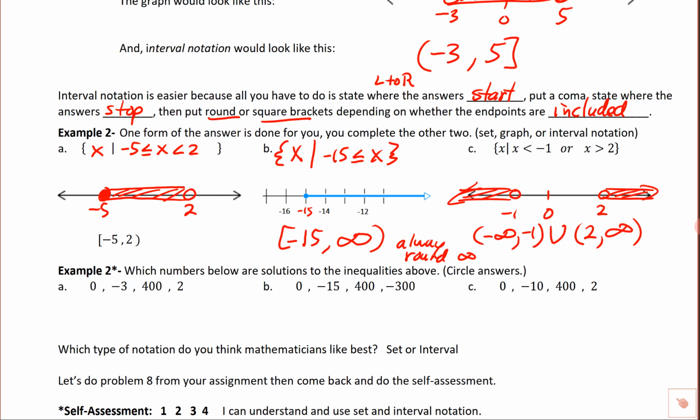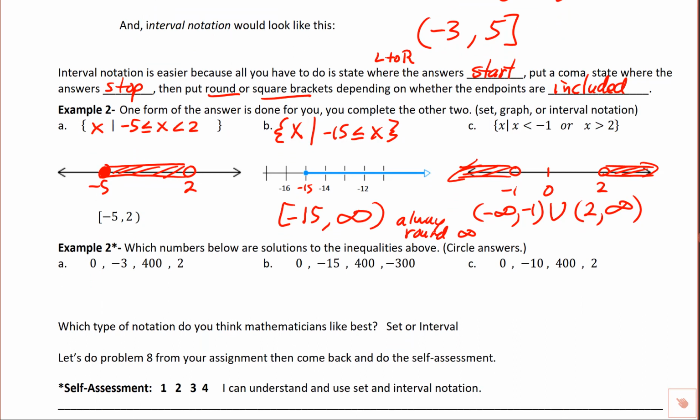Now, as kind of a follow-up, it's really important that not only are you able to do this, but you can identify, well, what does this actually mean? What are the answers to these inequalities? Or is this in the interval, or things like that? So it says, which numbers below are solutions to the inequalities above? Go ahead and circle the answers. So let's take a look at 0. Is 0 a solution to this inequality right here, or is it in that interval? Well, 0 would be about right there, so yes, we're going to go ahead and circle that one.